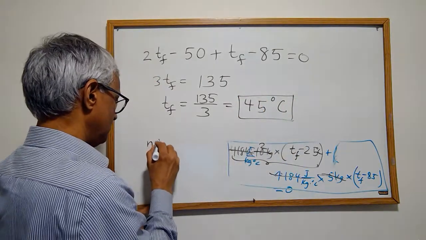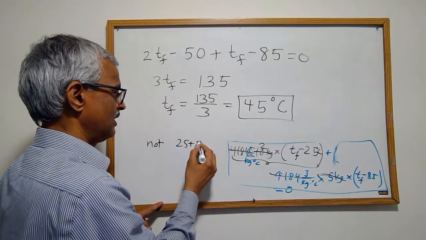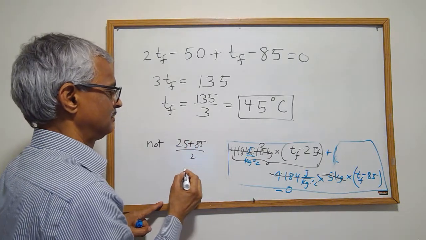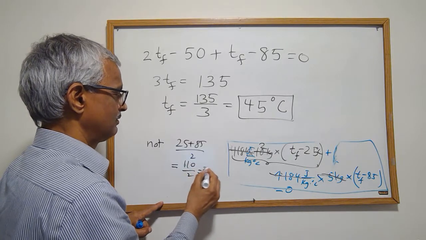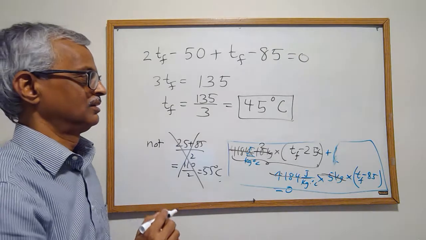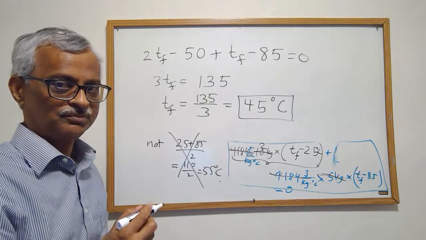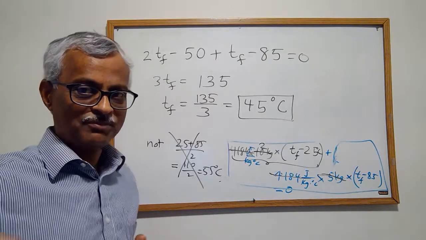It's not 25 plus 85 over 2, not that. That would have given me 55 degrees Celsius, right? So this is not it. I got something different. I'll do more examples.